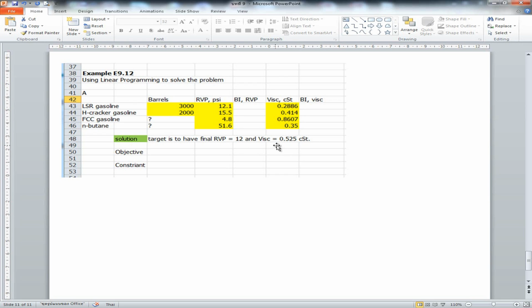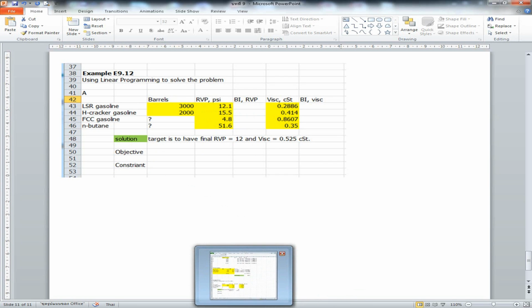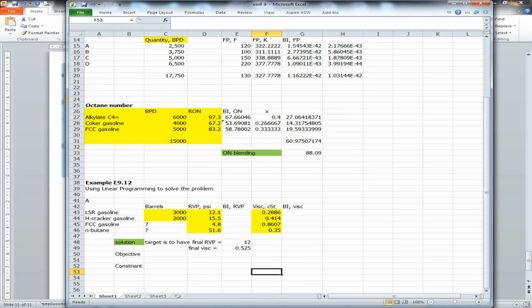Okay, so what we do will be the same. Actually, this example can work with two equations, two unknowns, and be solved simultaneously. However, we can do it the other way by using linear programming to solve the problem, by using objective and constraint equations. So let's redo this in Excel.